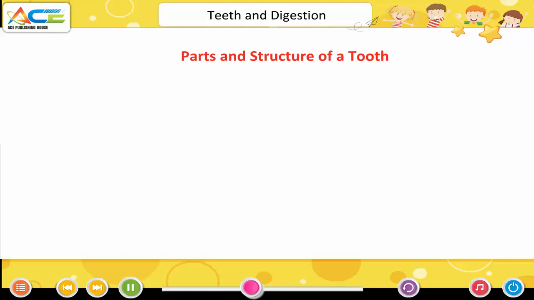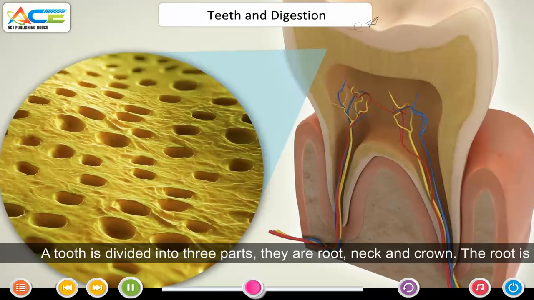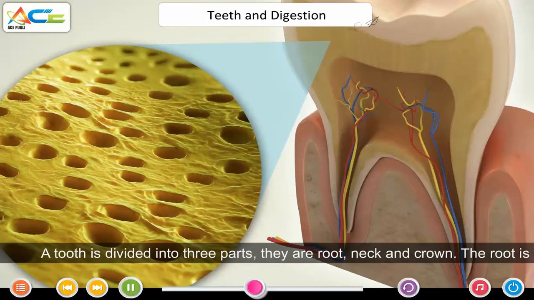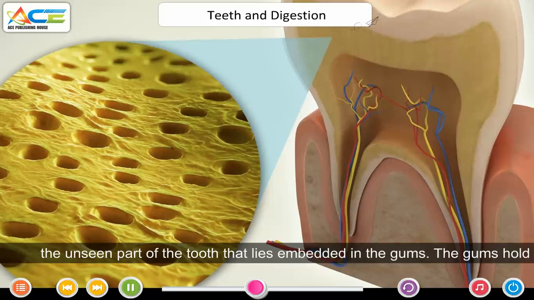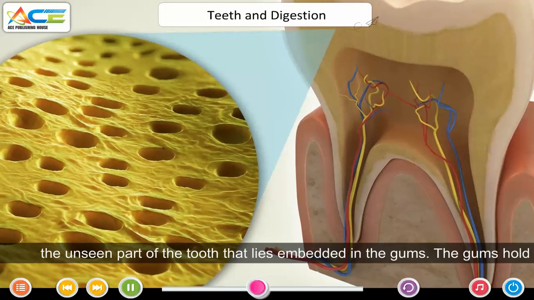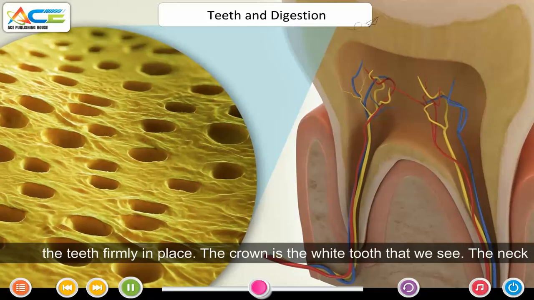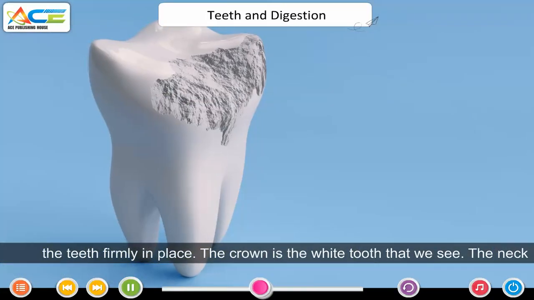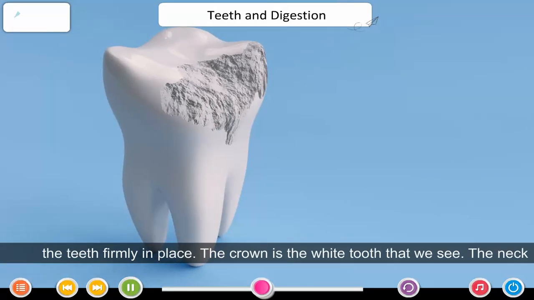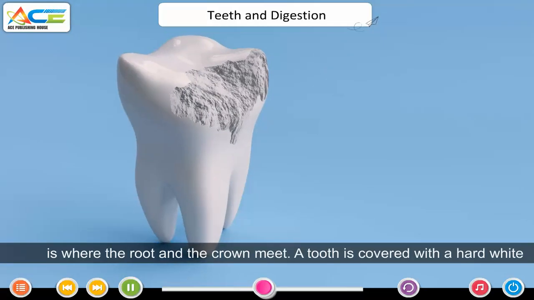Parts and structure of a tooth. A tooth is divided into 3 parts. They are root, neck and crown. The root is the unseen part of the tooth that lies embedded in the gums. The gums hold the teeth firmly in place. The crown is the white tooth that we see. The neck is where the root and the crown meet.